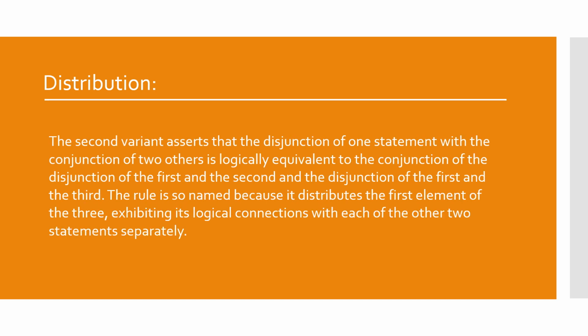The second variant is also rather unwieldy to simply read, but once again, when we look at it in examples, it will be easier to understand. This variant says that the disjunction of one statement with the conjunction of two others is logically equivalent to the conjunction of the disjunction of the first and the second, and the disjunction of the first and the third. The rule is so named distribution because it distributes the first element of the three, exhibiting its logical connections with each of the other two statements separately.